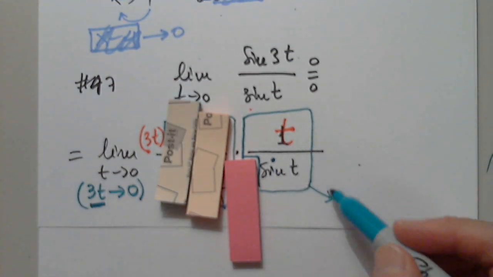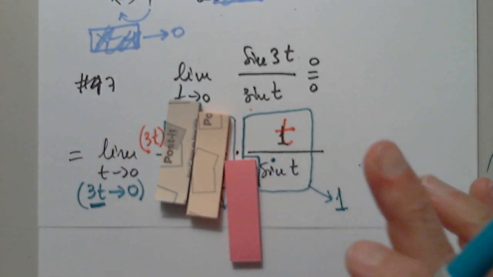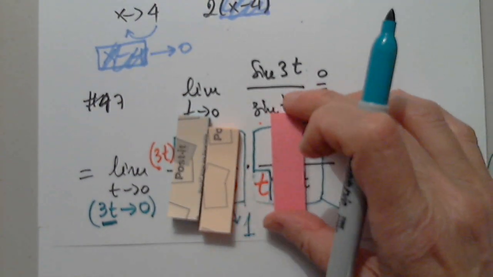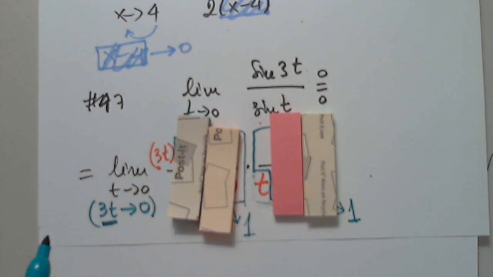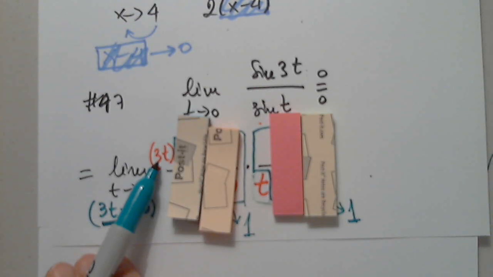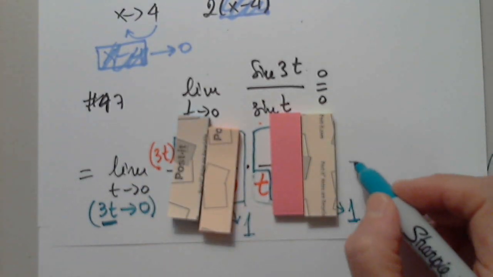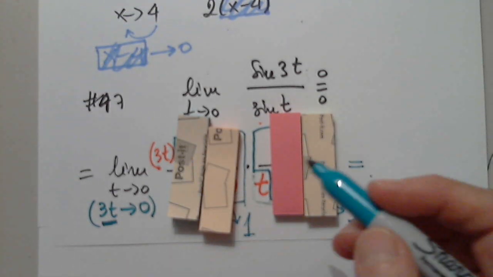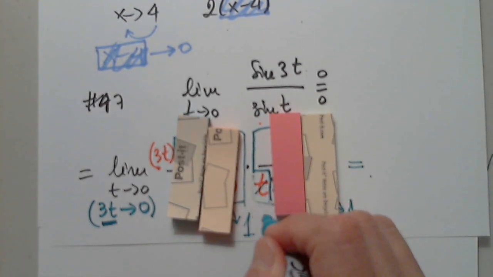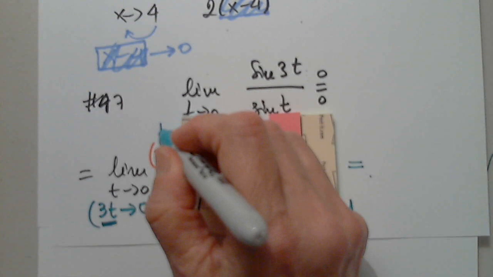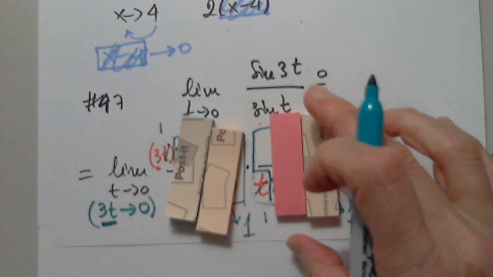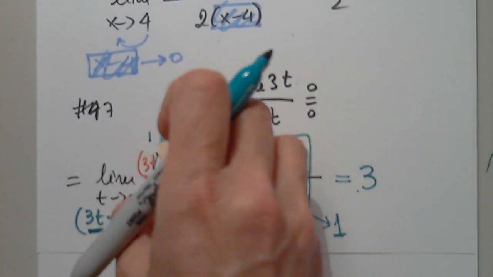It's going to 1. Good. So these are gone. What is left? A 3t in the numerator and a t in the denominator. So what is the answer? 3. Yes. The answer is 3.